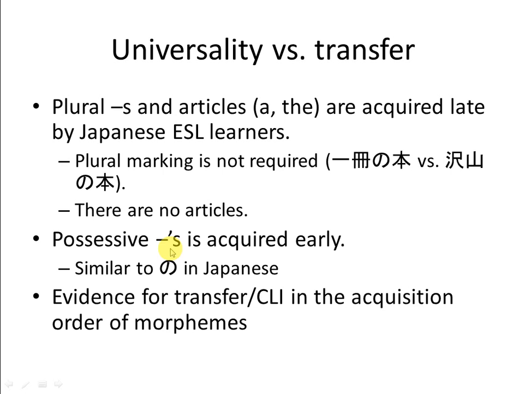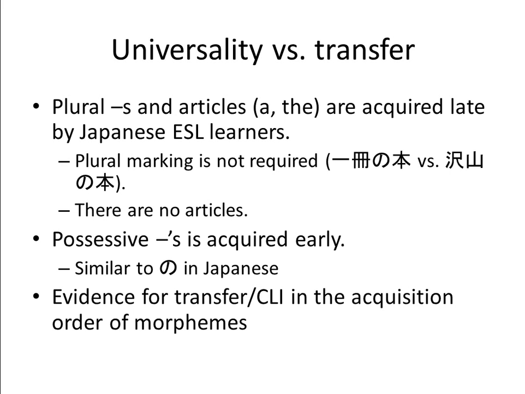But Japanese people acquire possessive s early, or earlier than predicted by the natural order, and this is actually similar to Japanese "no". This particle has a similar function to possessive s. So maybe this is the reason why Japanese people don't have much problem acquiring possessive s in English.